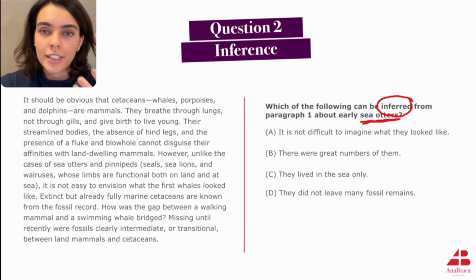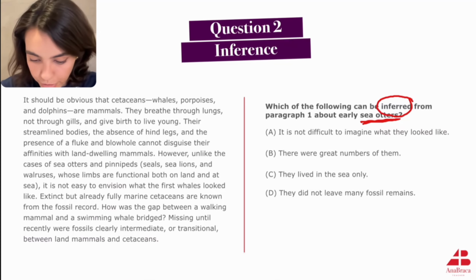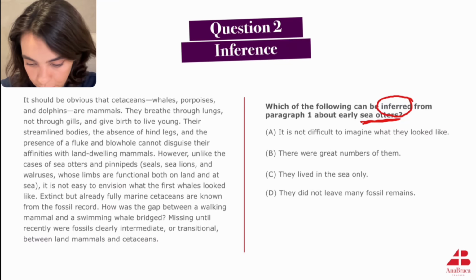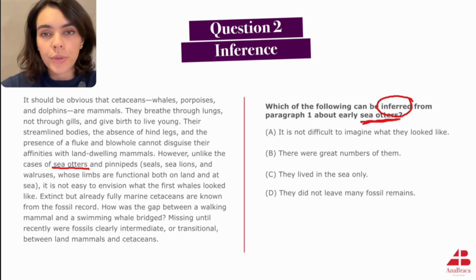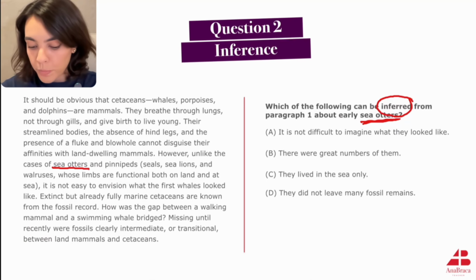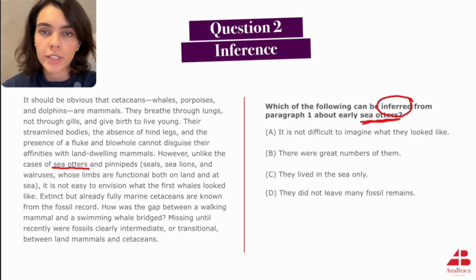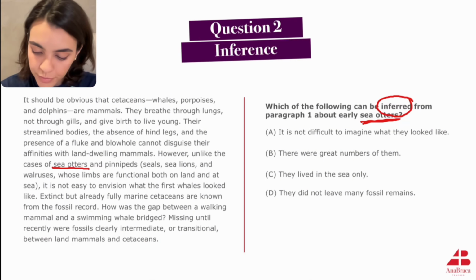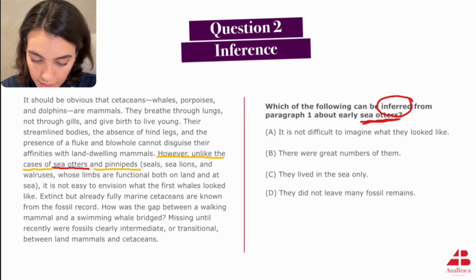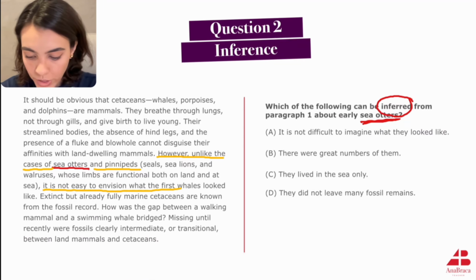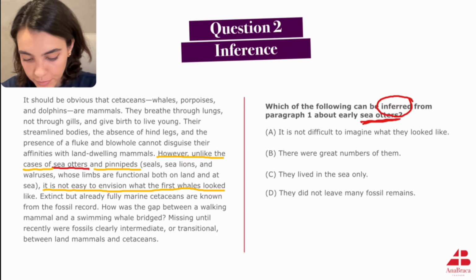So we need to find sea otters in the paragraph. Where is it? Here. Sea otters. So as I told you, we have to read the whole paragraph, all what is around it, to be able to answer this question. So, however, unlike the case of sea otters and pinnipeds, and then we have all the examples here, it is not easy to envision what the first whales looked like.